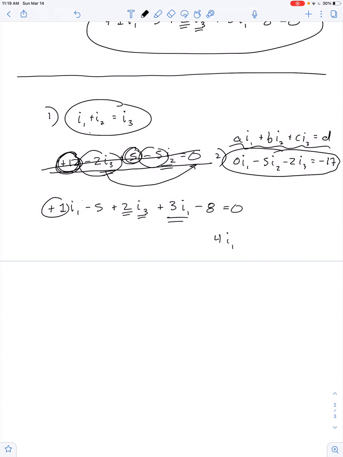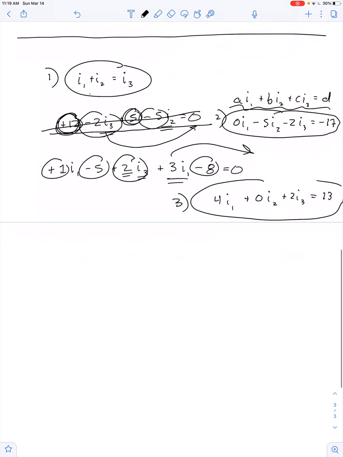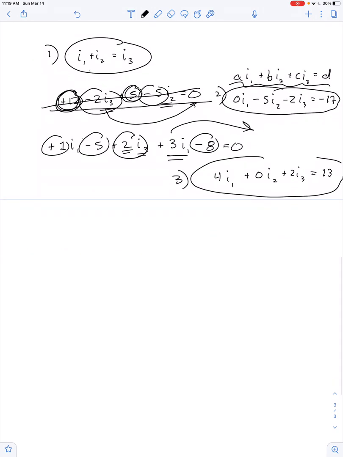I don't see any I2s, so I'll say plus 0 I2, and then I see a 2 I3, okay, so plus 2 I3. And then what do we have? A negative 5 and a negative 8, that would be negative 13, but if I bring that to this side of the equation, it would be positive 13. I like that as my third equation. I'm going to rewrite these three equations one more time. I1, I2, I3, A, B, C, D. How about this?